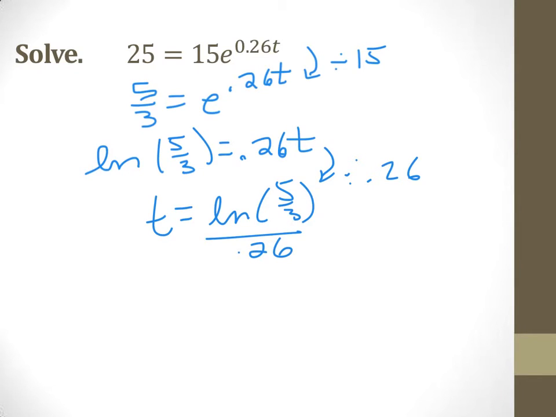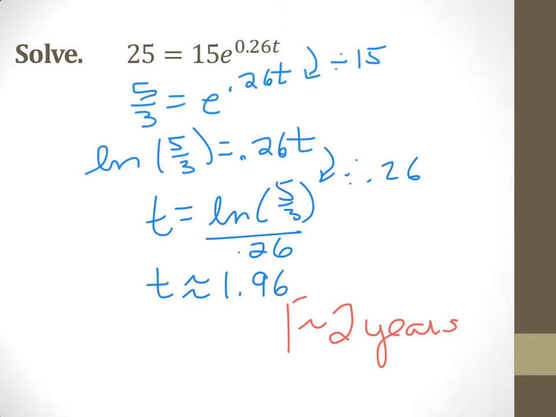That's the exact answer. If they are asking you for an approximate answer, you use your calculator and you will get about 1.96. Look to the problem to see what they're asking for. If they're asking you to round to the nearest integer, and if this was given in years, it would be about 2 years. Don't forget your little squiggly sign, that tilde, because you are approximating here. This is the exact answer.